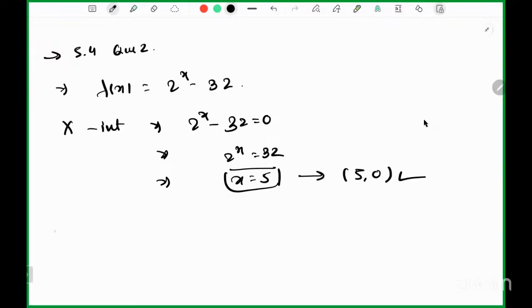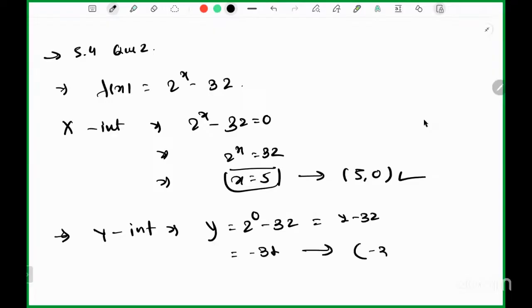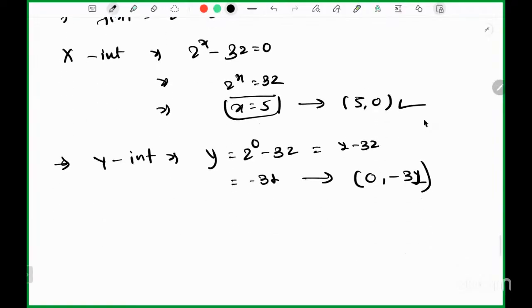This option is correct. Now what is the y-intercept? For the y-intercept you have to take x as 0. So y equals 2 to the power 0 minus 32. That is 1 minus 32, that is minus 31. So the y-intercept is 0 comma minus 31. So this is the y-intercept. Ma'am, so the y-intercept is given wrong. Yes.